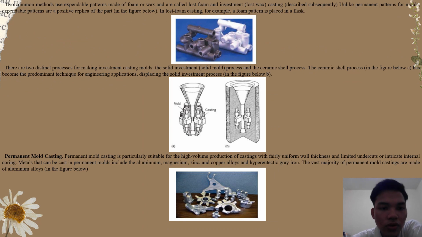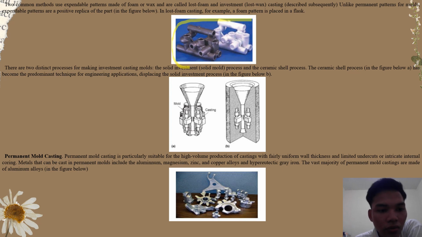The common methods use expendable patterns made of polystyrene or wax: lost foam plus investment, plus wax. Casting is subsequently done unlike permanent patterns for molds. Expendable patterns are a positive replica of the part in the figure below. In lost foam casting, for example, the pattern is a composite of polystyrene pellets and wax.